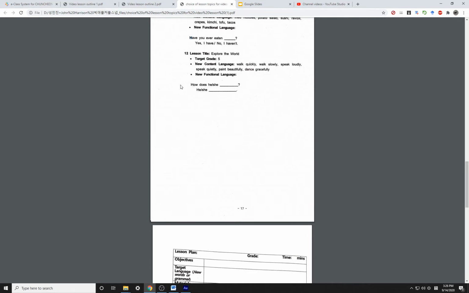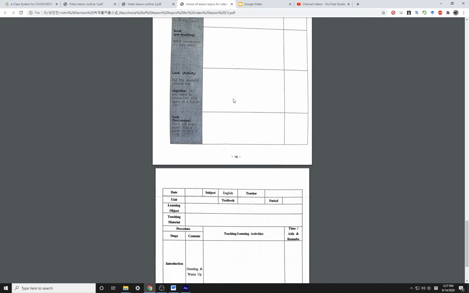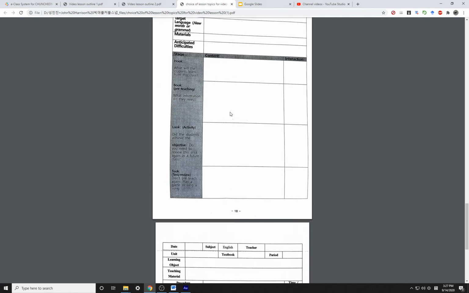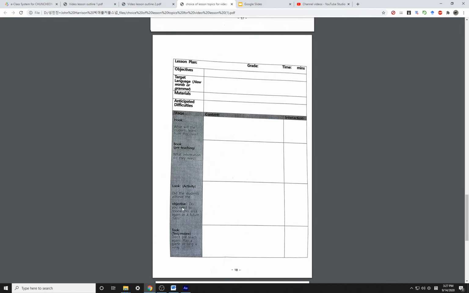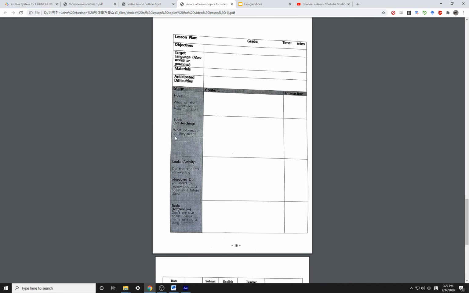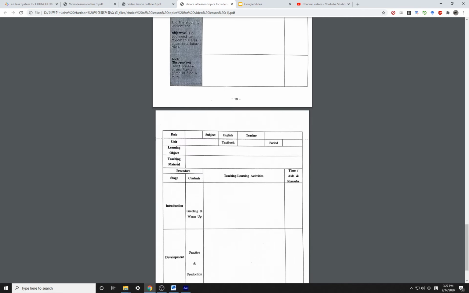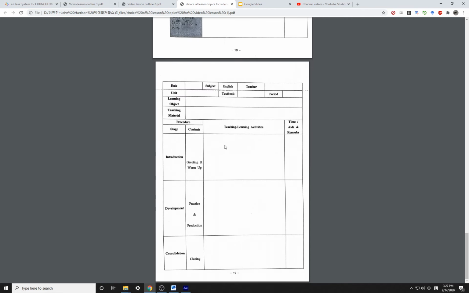The rest of this are blank lesson plans. These are to help you. Just see, the first one follows the hook, book, look, took. The second one is far more generic. You can use whichever format you like. I'll need to make sure I upload blank formats of this as well onto eClass so you can use them and not have to play around trying to unwrap the PDF file.